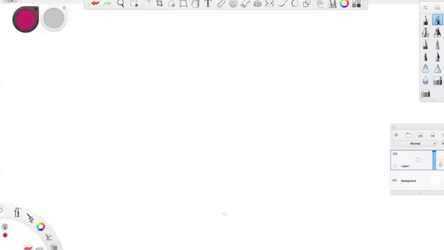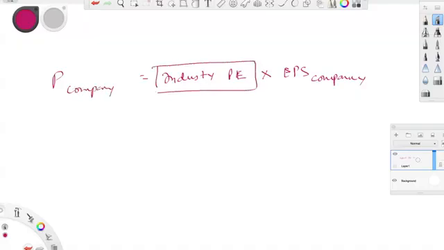So in this case, basically, we have the industry P by E, right? What I'm going to do is I'll take this industry P by E and multiply it by the EPS of my company. If you do this, you will get the price of your company. So the price of my company is nothing but industry P by E multiplied by the EPS of my company. Understood?